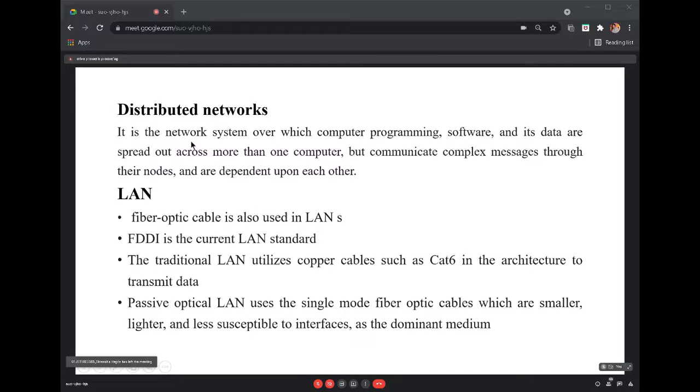How it is being used is a very vast subject. So I will use this simple thing, and I'm concluding just to make you know that in distributed networks, which I think you have already studied in computer networks, that itself is a single subject. Here the data will be spread across more than one computer, but communicate complex messages through their nodes.